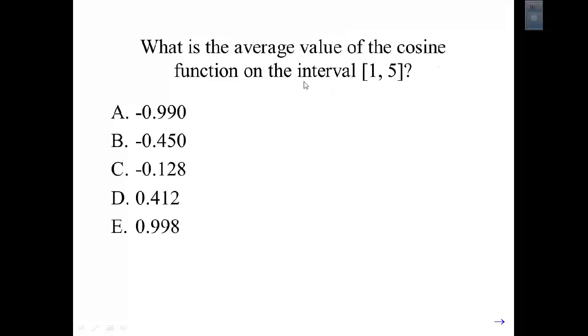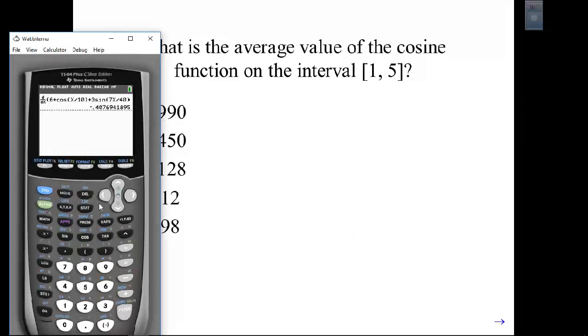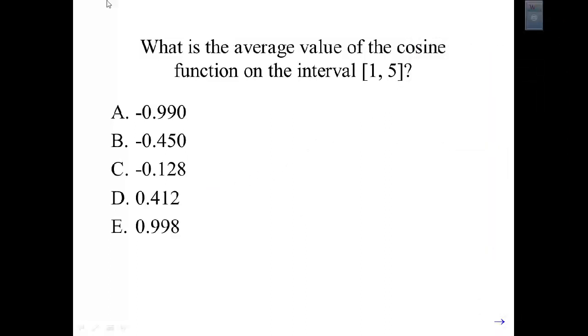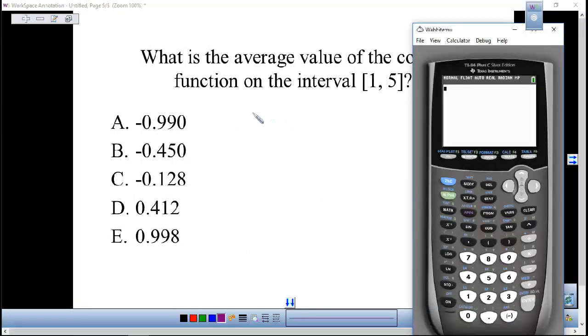All right, what's the average value of the cosine function on the interval from 1 to 5? Now, this would be a calculator problem, and if the decimals don't give that away, I don't know what would. But let's go ahead and pull up a calculator here. I'm going to clear this out and move this over here, and we're going to find the average value of the cosine function on the interval from 1 to 5.